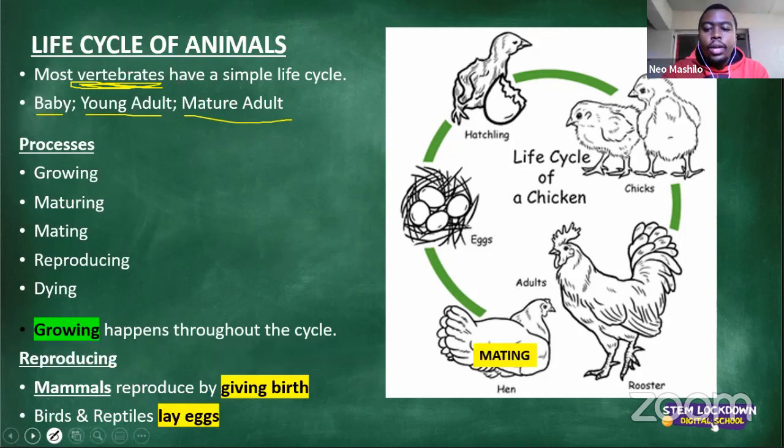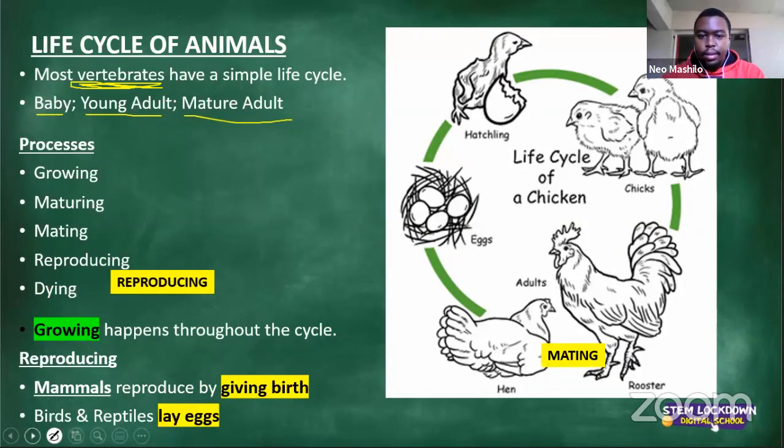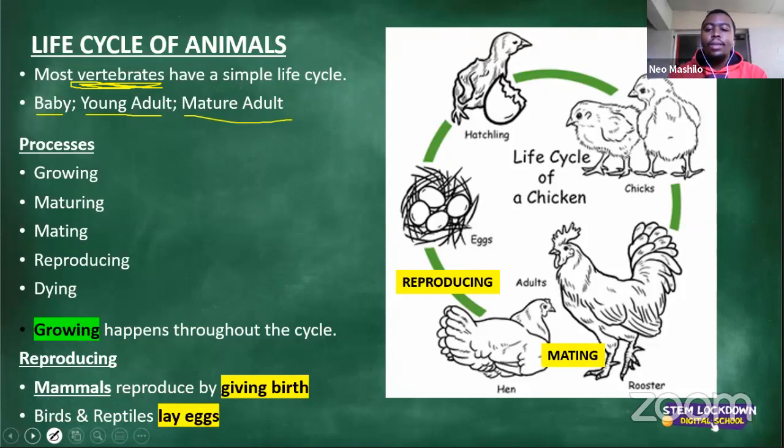Now, you can see there's the process of mating. This is where 2 adult animals will come together to make a baby, and then they will reproduce. And to reproduce means to make a baby, as we spoke about. If animals are what we call mammals, remember, mammals are kinds of vertebrates. They reproduce by giving birth.